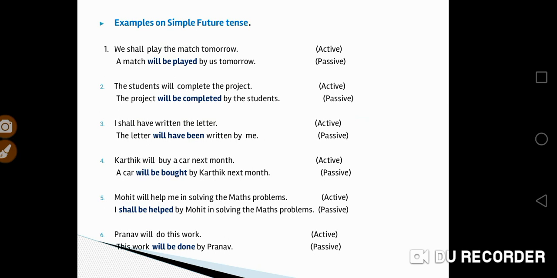Karthik will buy a car next month. A car will be bought by Karthik next month. Mohit will help me in solving the maths problems. I shall be helped by Mohit in solving the maths problems. Pranav will do this work. This work will be done by Pranav.